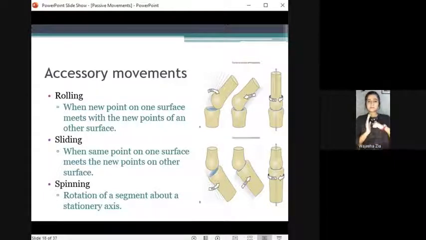The next one is sliding. In this, this part is moving and the same surface is touching the new part of the rounded surface. The spinning is the static rotation about a fixed axis. So this is the spinning.